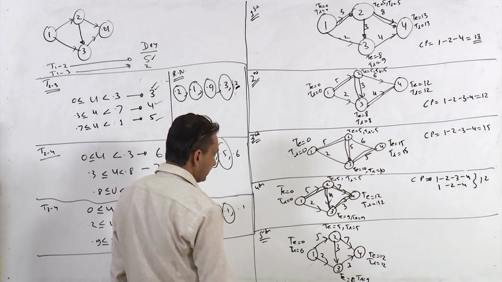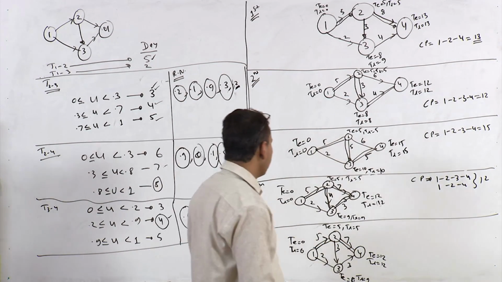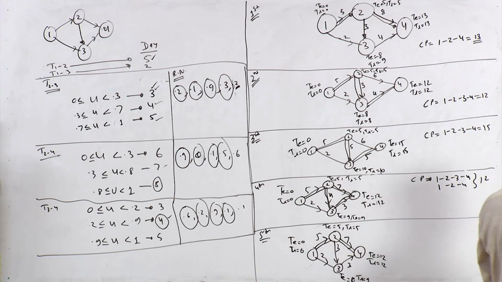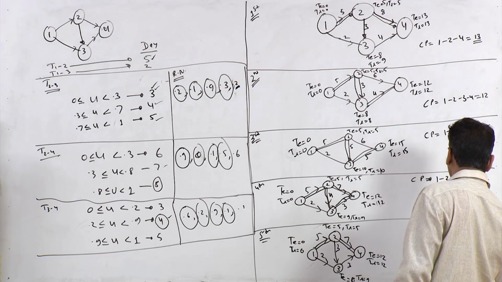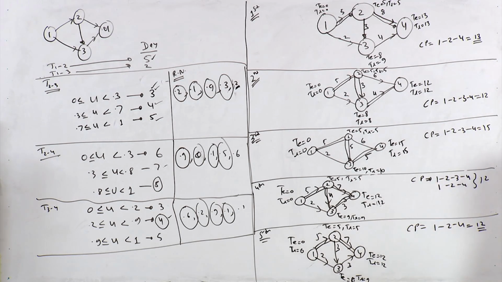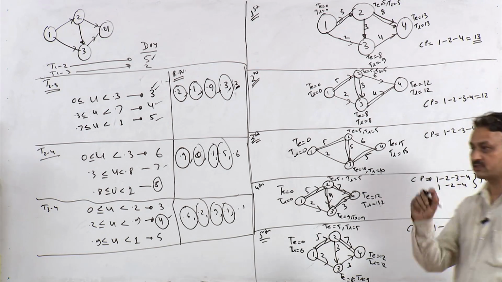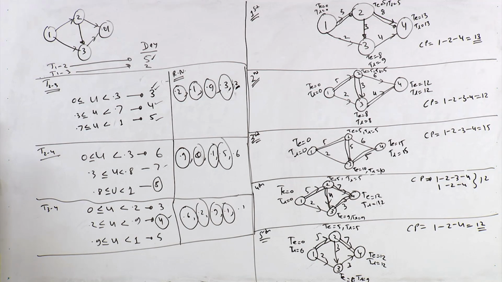So what is the critical path? This path is the critical path, right. So in the fifth case, in the fifth run, we are getting just one critical path, which is CP equal to 1, 2, 4, and its value is 12 days, right. So let us now solve the first question, the distribution of the project duration, right.